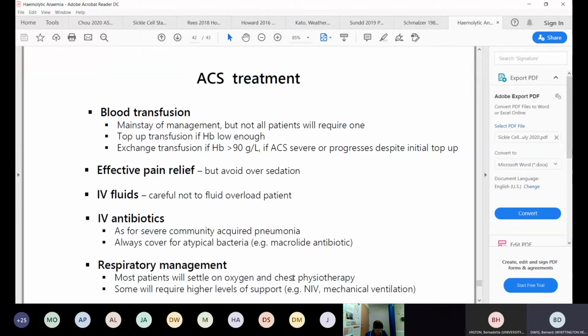Chest physio is really important. Always get chest physio for your patients. It makes a big difference. Would usually issue them with an incentive spirometer to use, but I think the input of a chest physiotherapist is also very important. Obviously, people with more severe disease who require higher levels of support need transfer to ITU for enhanced support, including mechanical ventilation and other organ support if they have evidence of multi-organ failure.